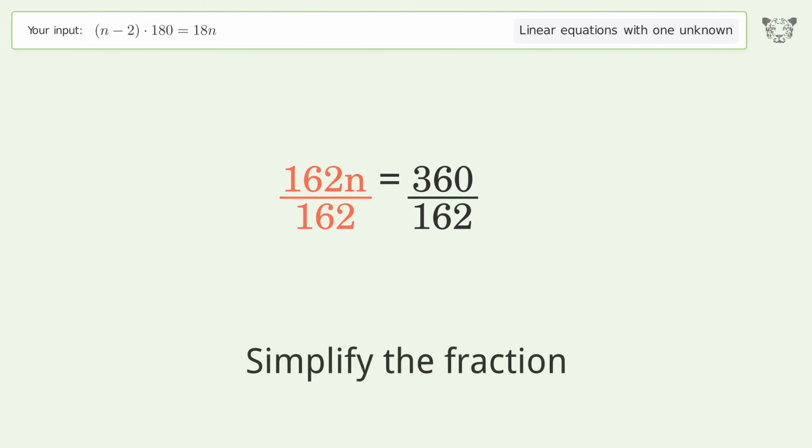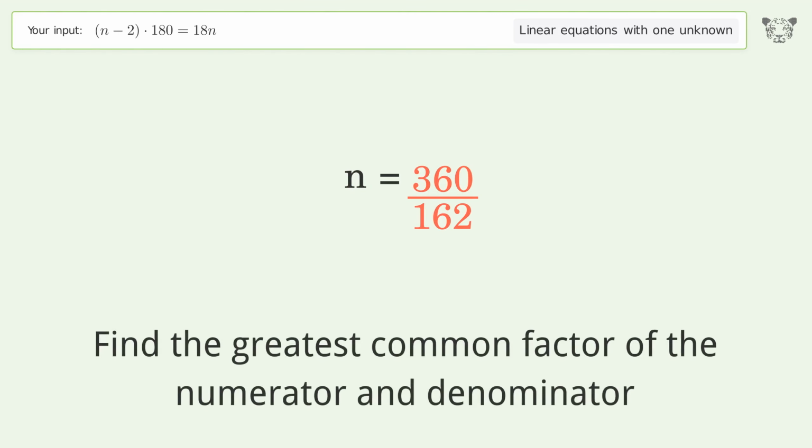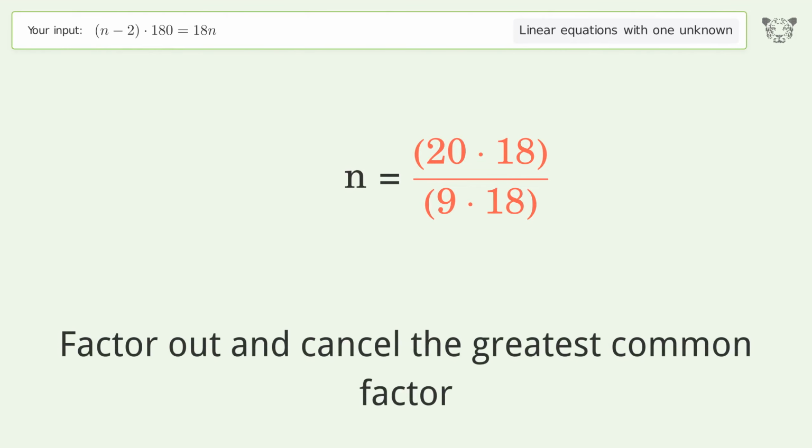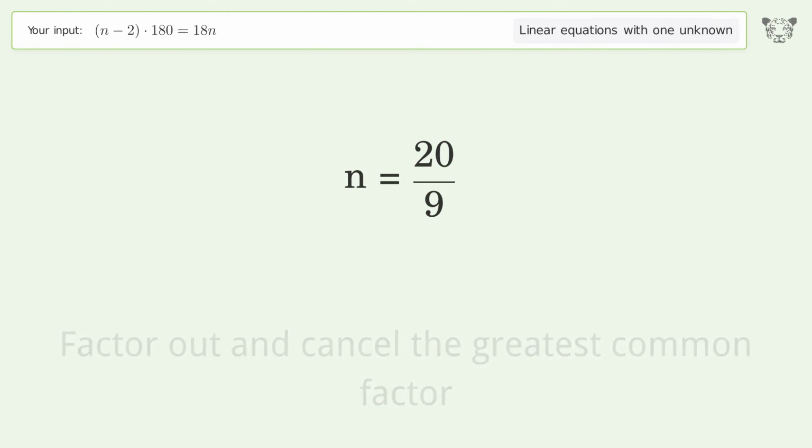Simplify the fraction. Find the greatest common factor of the numerator and denominator. Factor out and cancel the greatest common factor. And so the final result is n equals 20/9.